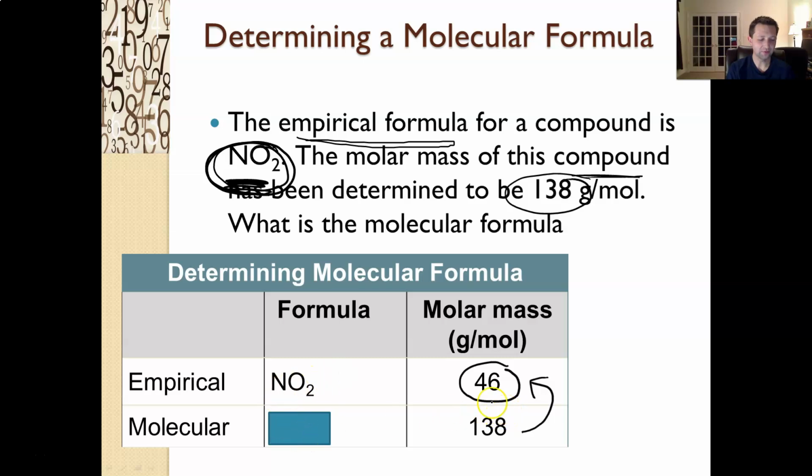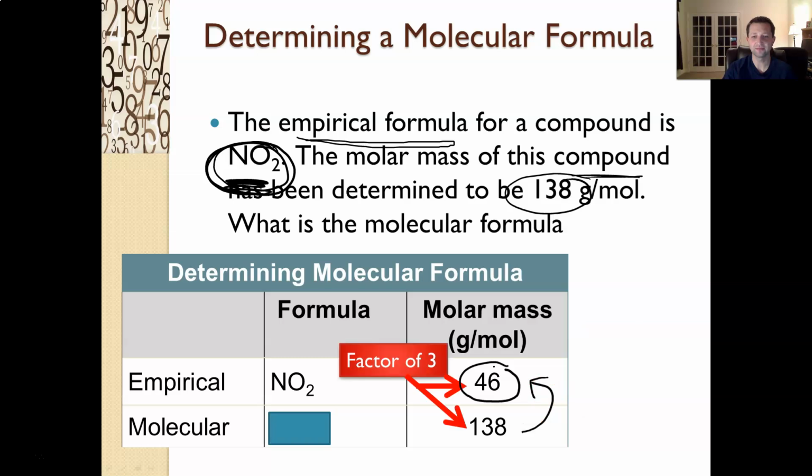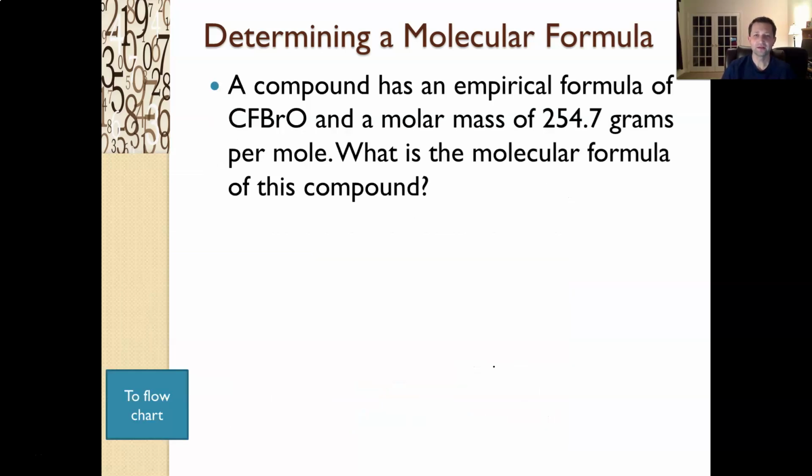So the molar mass is 138. My empirical molar mass is 46. What's my multiple there going to be? What do you have to multiply 46 by to get 138? 3. So once you multiply the molar mass by 3, you have to multiply the empirical formula by 3. And that gives us N3O6 for that molecular formula. So two practice problems for how to do this. And then we'll do more on your own for homework and some in class.